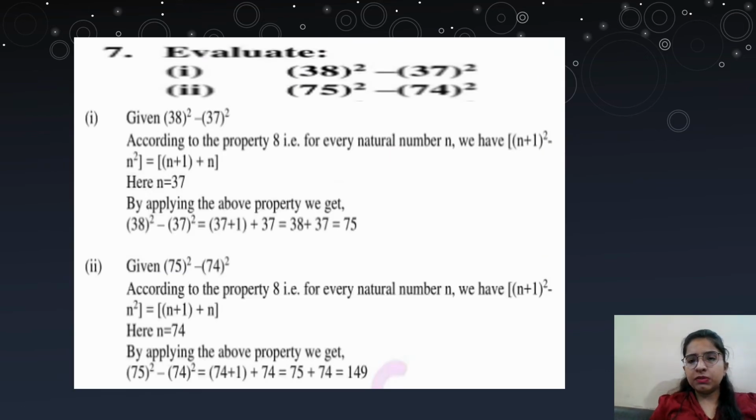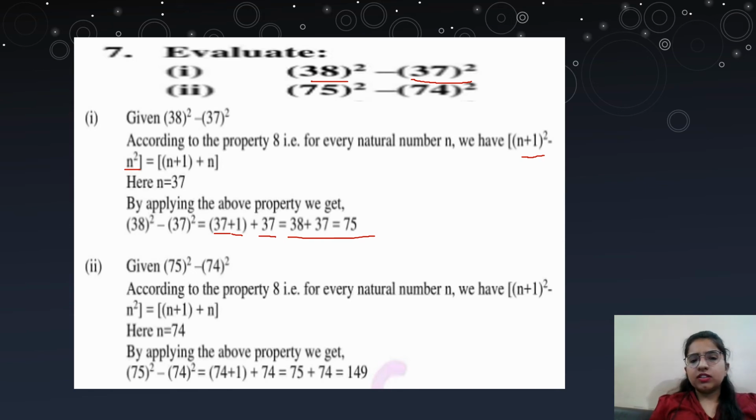Evaluate. Evaluate means you have to solve this. What's the question? 38 square minus 37 square. Property number 8 you can use over here. For any natural number n, we have (n plus 1) whole square minus n square. So by applying the property, that is (n plus 1) plus n, and 37 plus 1 plus 37, the answer will be 75. Simple.